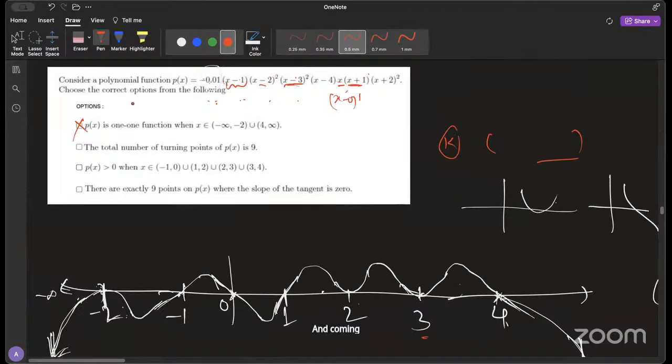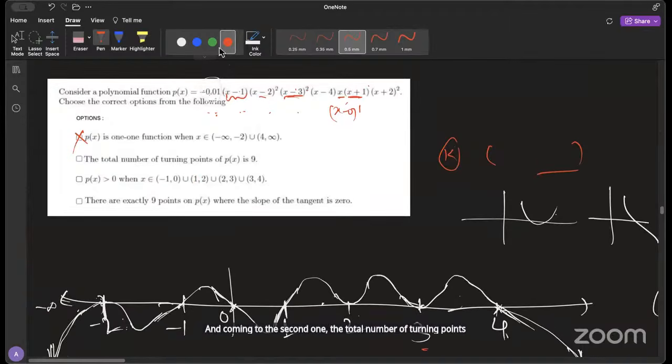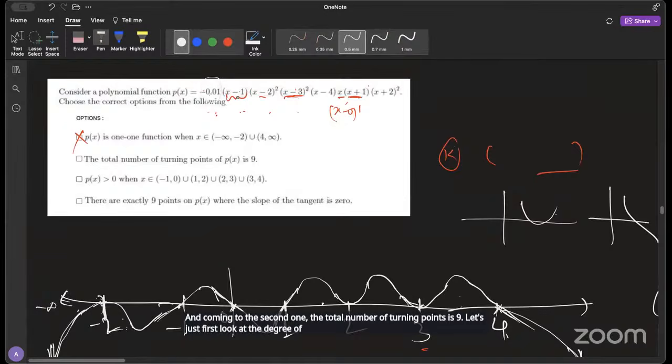And coming to the second one, the total number of turning points is 9. Let's just first look at the degree of this polynomial. The degree is 1 from here, 2 from here, so it's 3, and 2 from here, 5, 6, 7, 8, 9, 10. The degree of this polynomial is 10.